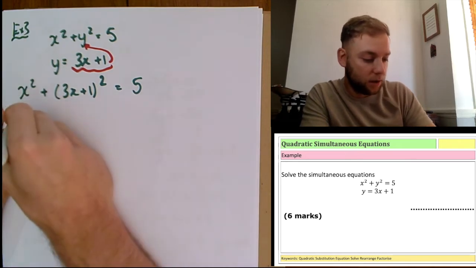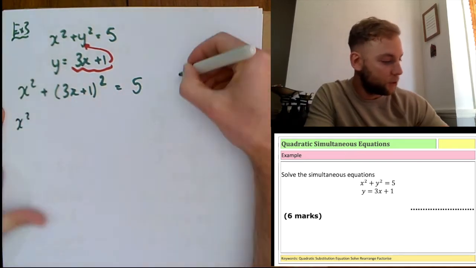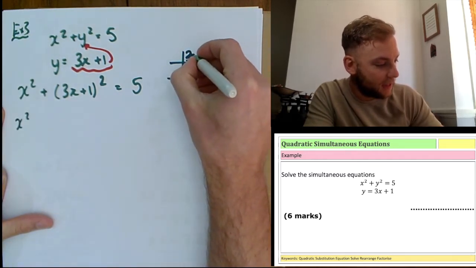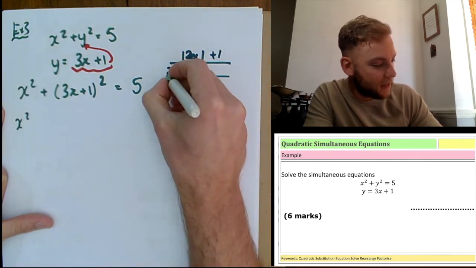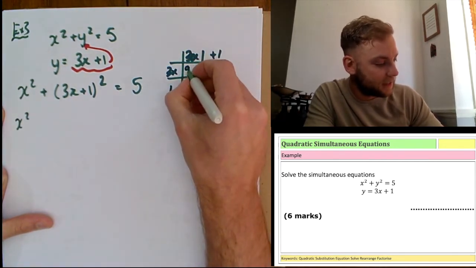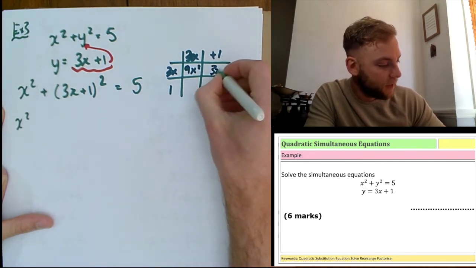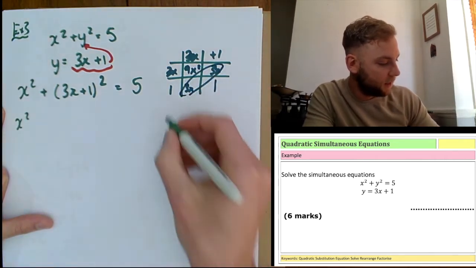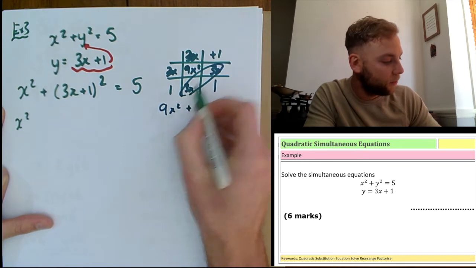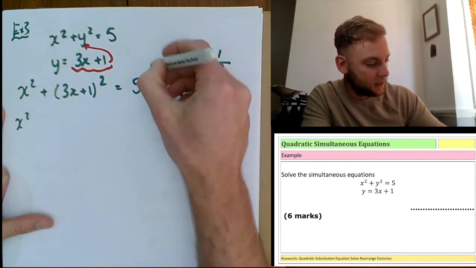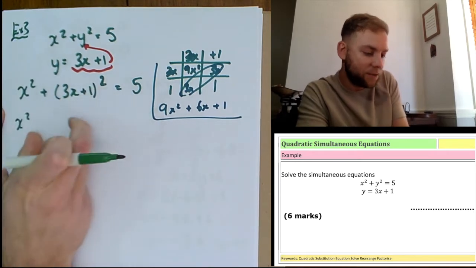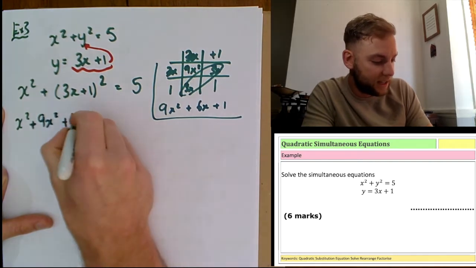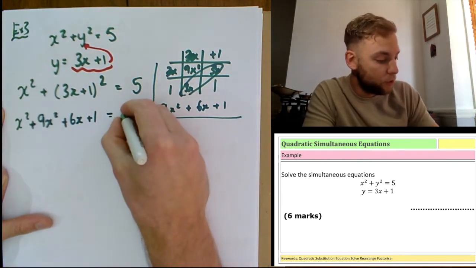So I've got x squared. I'm going to do my grid method over here. 3x plus 1, 3x plus 1. So 3x times 3x is 9x squared. 3x times 1 is 3x. 3x times 1 is 3x. And 1 times 1 is equal to 1. So I can simplify this by bringing these together. So I end up with 9x squared plus 3x plus 3x is 6x, plus 1. So that's done. Let's substitute that into there, because we know that's equal to that. So I've got x squared plus 9x squared plus 6x plus 1 is equal to 5.